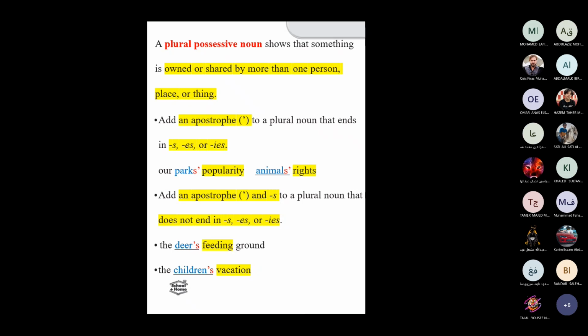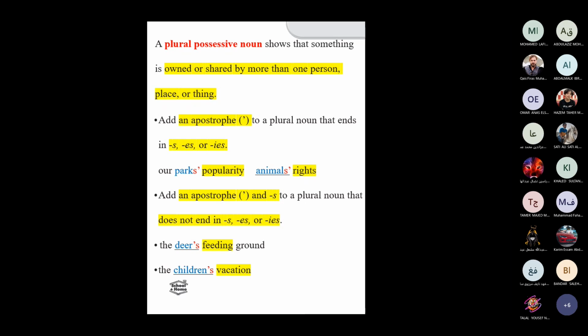We have plural nouns without s, such as deer, men, geese, teeth, and feet. These are irregular plural nouns, so forget it, it's not important. But if I want to make the possessive for these plural nouns, how can I make it?